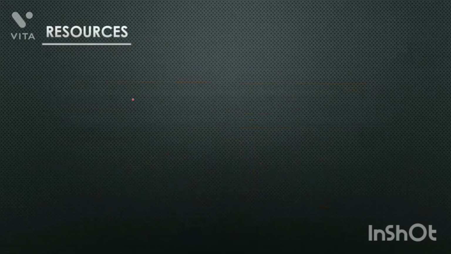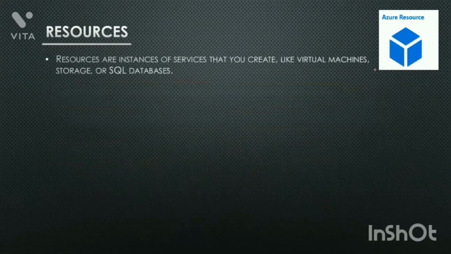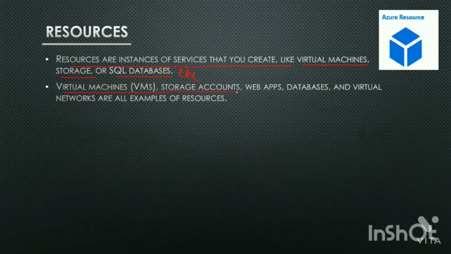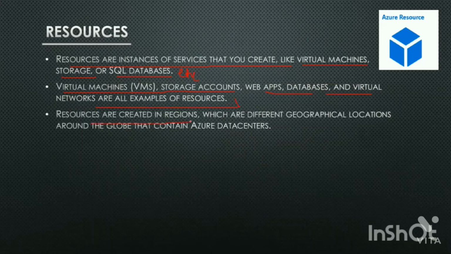Now coming to the next slide, which is resources. So what are resources? This is the symbol of resources in Azure. Resources are just instances of services that you create, like virtual machines, storage, SQL databases, etc. This may be anything that you create on Azure. Virtual machines, storage accounts, web apps, databases, virtual networks are examples of resources, right? Resources are created in regions, which are different geographical locations around the globe, containing Azure data centers. We will talk about geographical locations, regions and Azure data centers in a more detailed way. For now we can have a brief overview of what resources are.